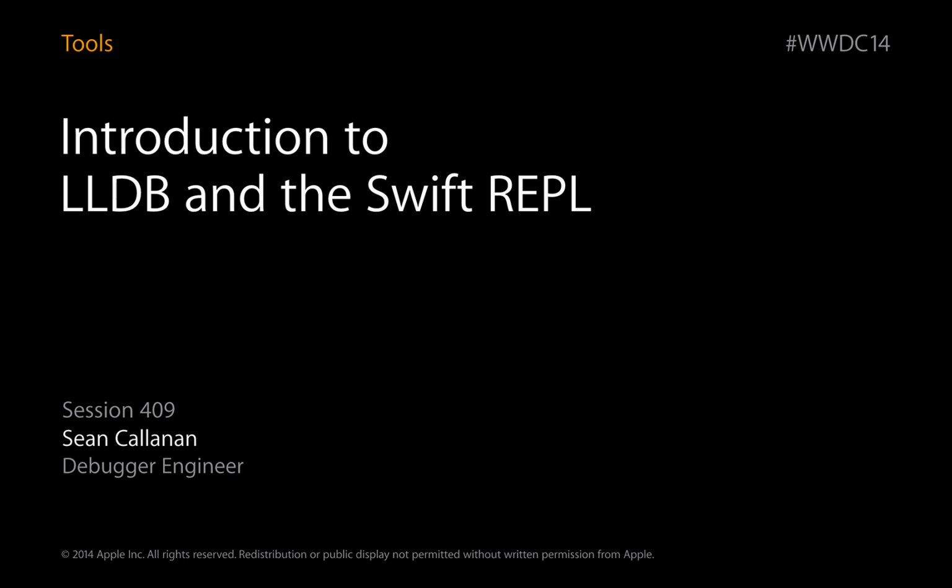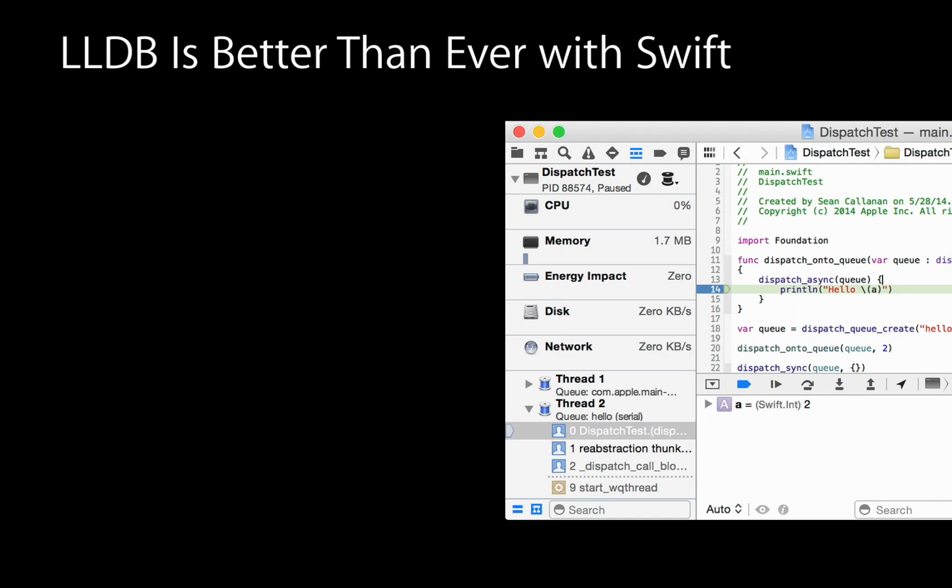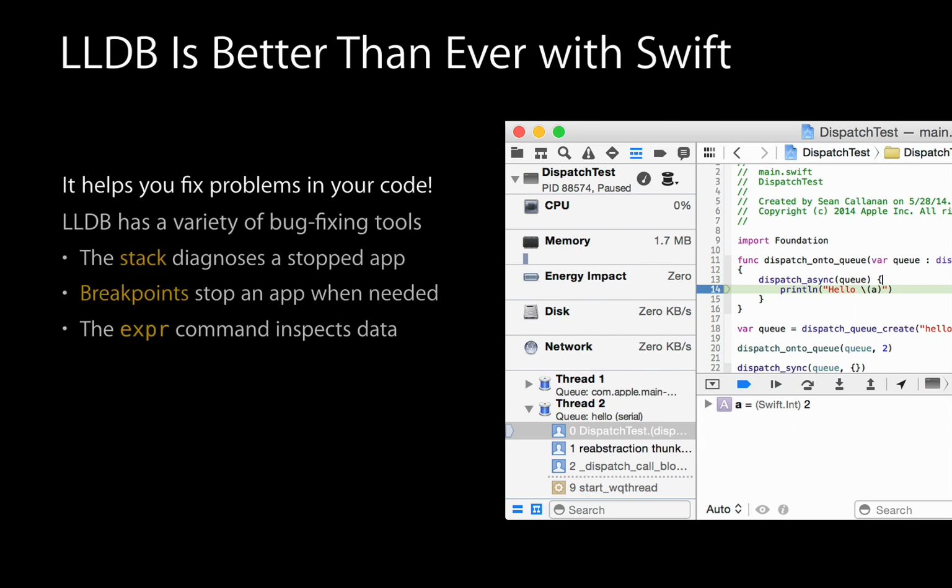So, I'm going to tell you about using lldb and the Swift REPL. Now, as you're writing a Swift app, you're probably going to write 1 or 2 lines of buggy code. And that's where lldb fits in. The good news is lldb is better than it's ever been with Swift. I'm going to tell you about some of the basic features that lldb has to help you find bugs in your program. lldb at its core is a tool to help you fix problems in your code. It's got a great set of basic features for tracking down where your bugs are.